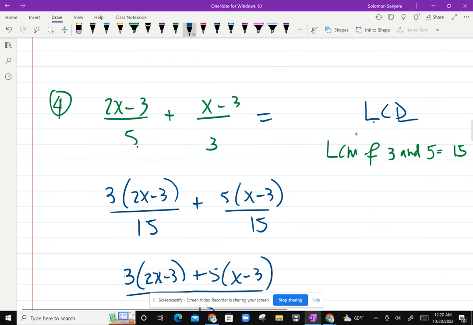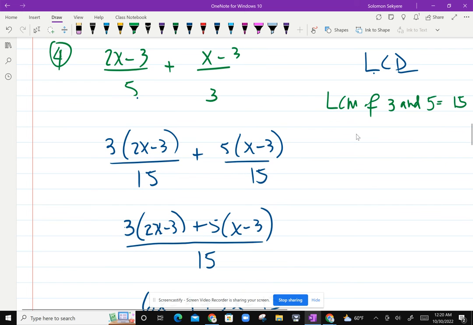This is not an equation. See, this is not equal to a number 9 or anything. It's just an expression. So we are going to combine this by using the LCM. How do we convert 5 to 15? The LCM is 15, so we multiply this by 3, and we have to do the same thing with the top.